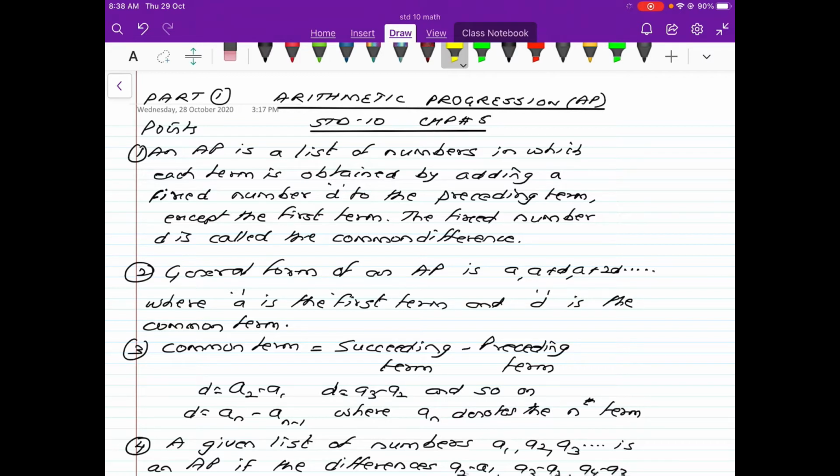So we can say an AP is a list of numbers in which each term is obtained by adding a fixed number. The difference between the first and the next term is the same. So that fixed number is called D. Now when you keep on adding the same difference, you automatically get a series of numbers, and such a series which has a definite difference between any two consecutive terms is called an AP.